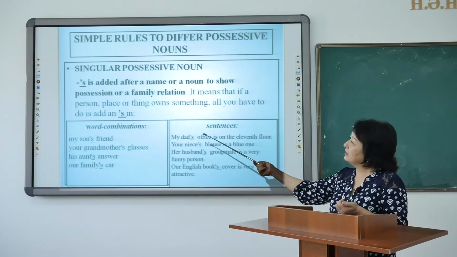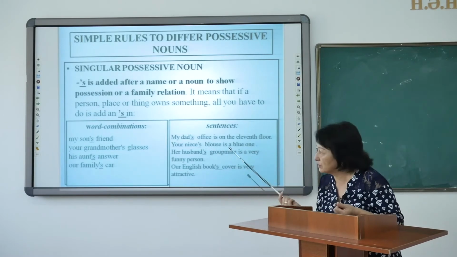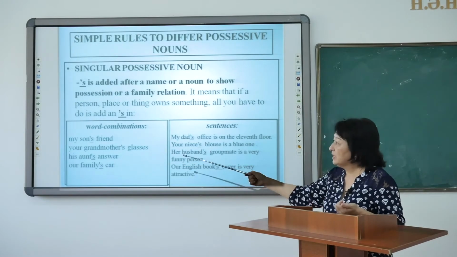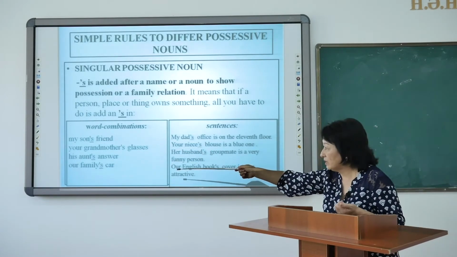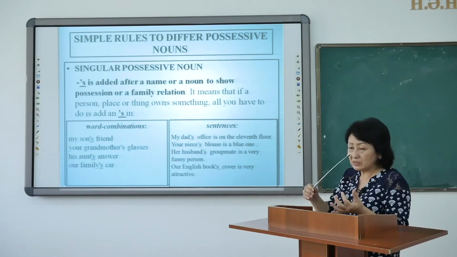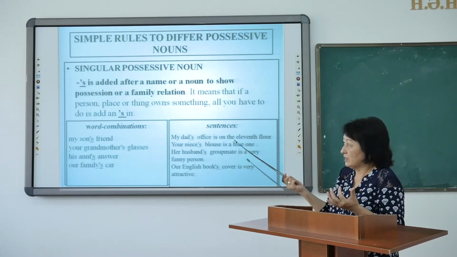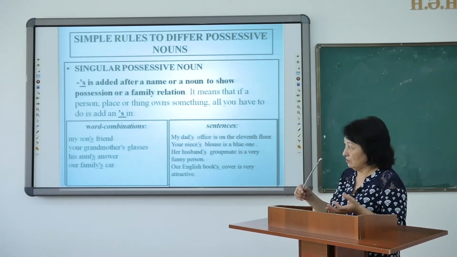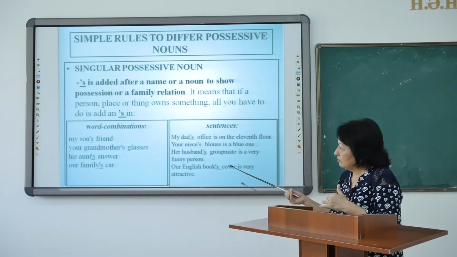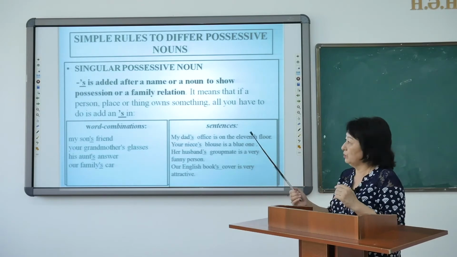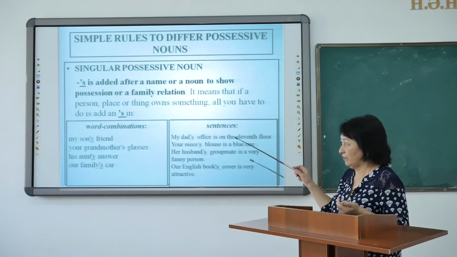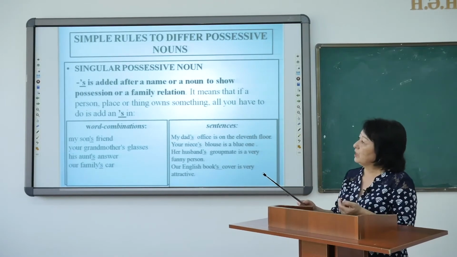Let's take firstly word combinations. We have such examples as my son's friend, my grandmother's glasses, his aunt's answer, our family's car. You see that in all these, something belongs to something or somebody. For example, the friend belongs to the son, or the son owns a friend, and the grandmother owns glasses, or the glasses belong to the grandmother, etc. That's why we put an apostrophe after the noun and then S.